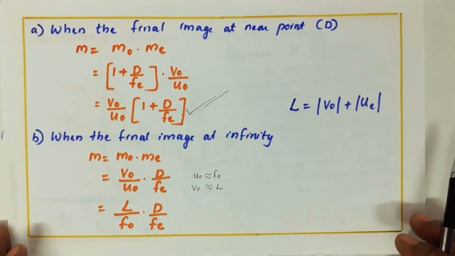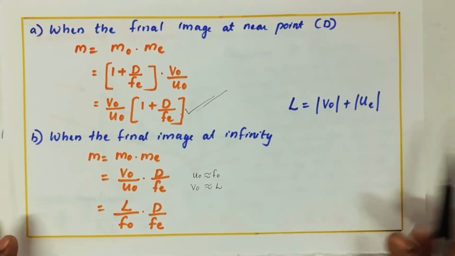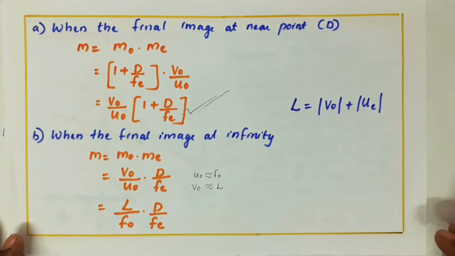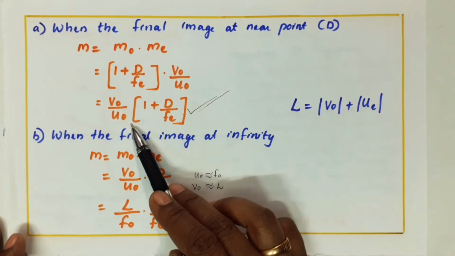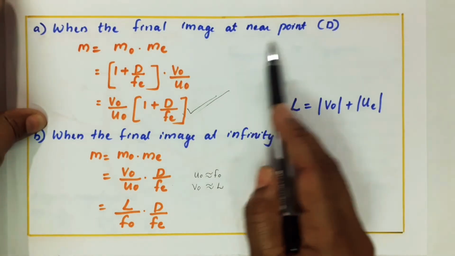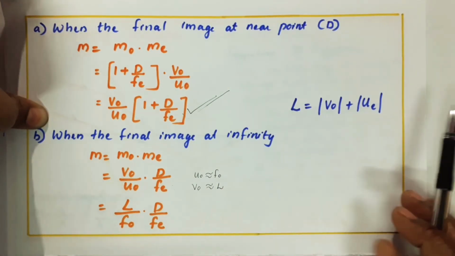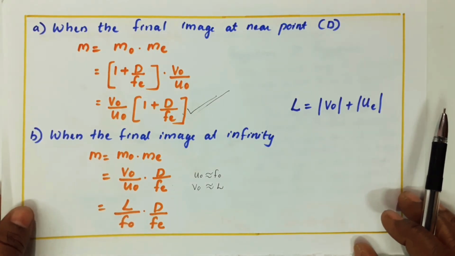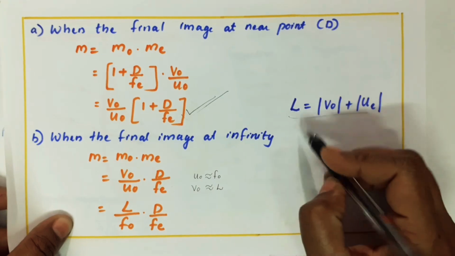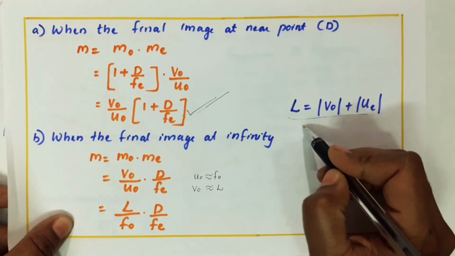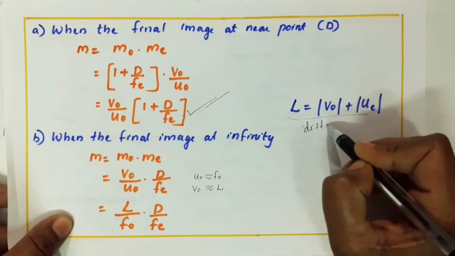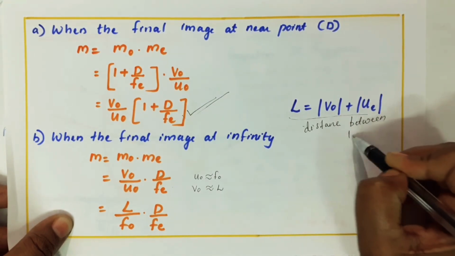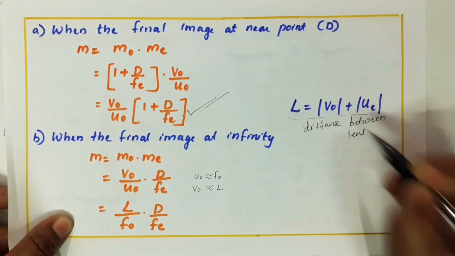So in a simple microscope, we have only one term, that is 1 plus D by FE and D by FE. But in a compound microscope, as there are two lenses, we have VO by UO into 1 plus D by FE for the final image at near point, and L by FO into D by FE for the final image at infinity. This is for a compound microscope. And this L is called the distance between the lenses. When you are taking the distance between the lenses, remember you have to take the modulus only.